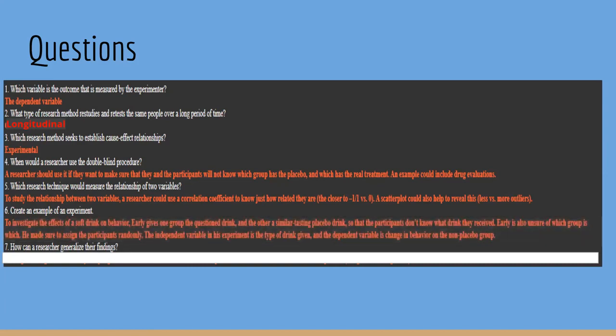All right, here's an example. To investigate the effects of soft drink on behavior, Early gives one group the drink in question and the other a similar tasting placebo drink, so the participants don't know which drink they received. Early is also unsure which group is which. He made sure to assign the participants randomly. The independent variable in his experiment is the type of drink given, and the dependent variable is the change in behavior in the non-placebo group.